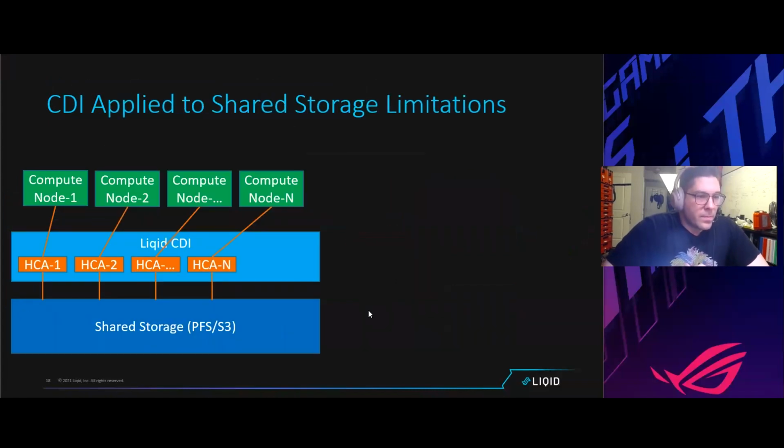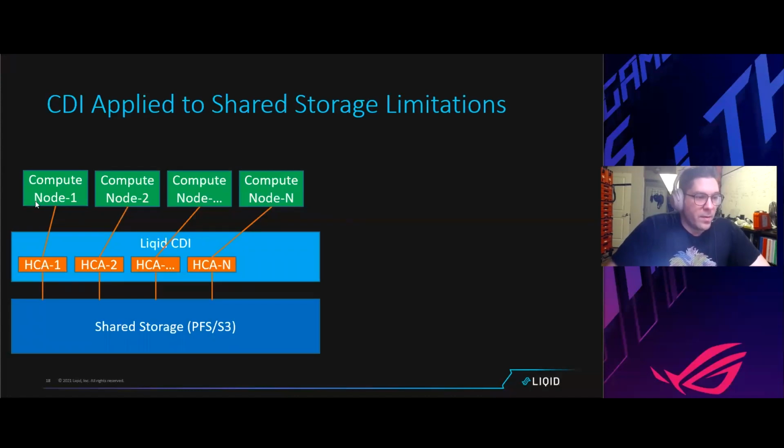Okay, so let's break these down and show how Liqid's technology addresses the limitations we see with these three high-level storage architectures that are commonly seen in HPC and computationally intensive environments. The first one we're going to start with is shared storage limitations, because most of us are using some sort of shared storage system.